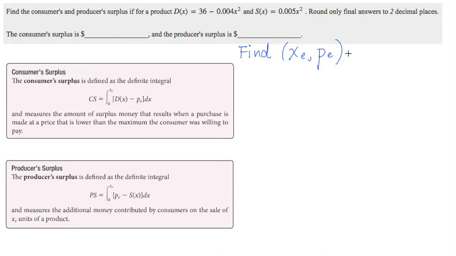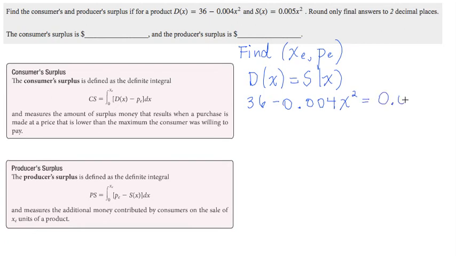So to do that, we're going to set D of X equal to S of X, and that'll give us the X value when we solve. So in this case, we just have a quadratic to solve, and I would say use the quadratic formula, but actually this one is even simpler than that, because there's no X term. All we have is two X squared terms when we set them equal and a constant.